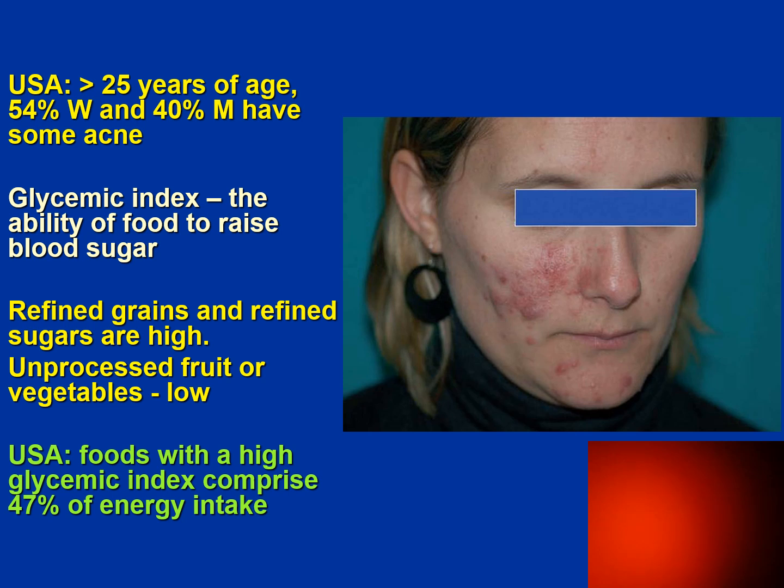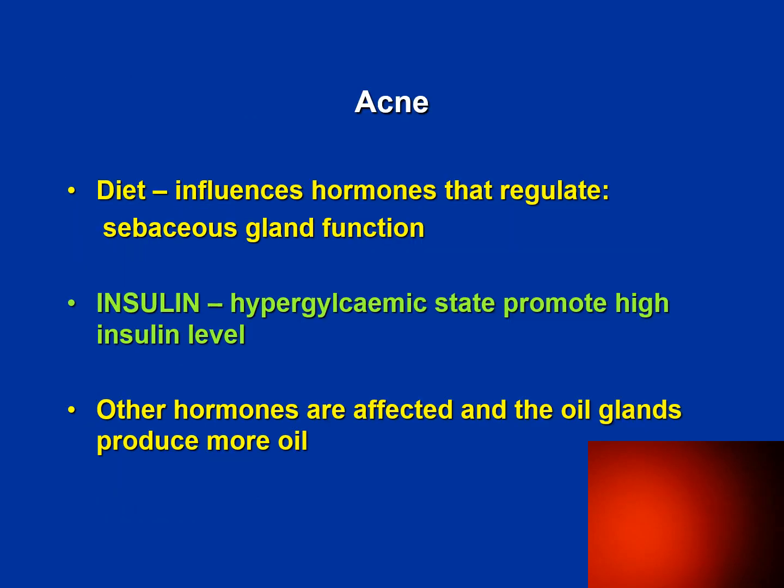The glycemic index is a measure of the ability of a food to raise blood sugar. If blood sugar is raised, insulin is produced, and insulin is involved in the genesis of acne. There are websites that will give the glycemic index of different foods, but in general, refined grains and refined sugars have a high glycemic index. Unprocessed fruit or unprocessed vegetables or whole grain bread have low glycemic index.